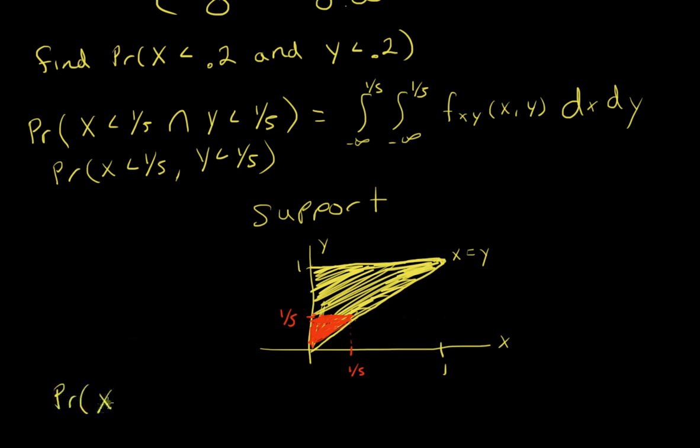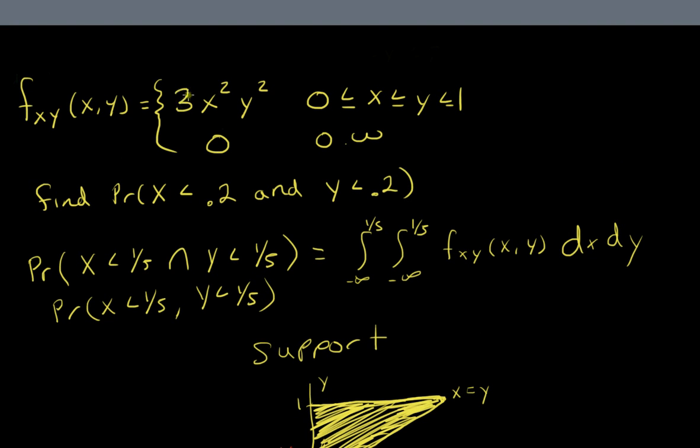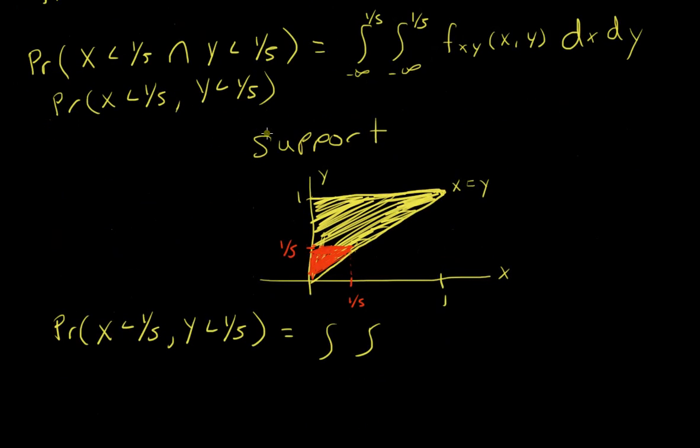So the probability x is less than 1/5, y is less than 1/5. I want to do where it's non-zero, so where it takes this 3x squared y squared dx dy. Since I did dx first, we're going to want to integrate over x first. So where x moves in this direction.